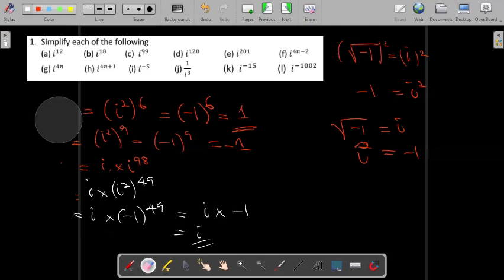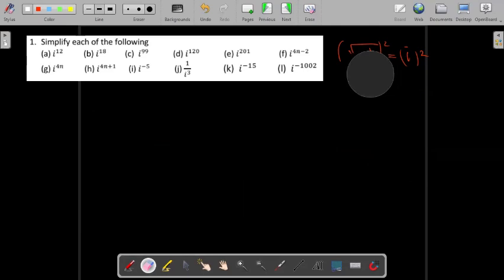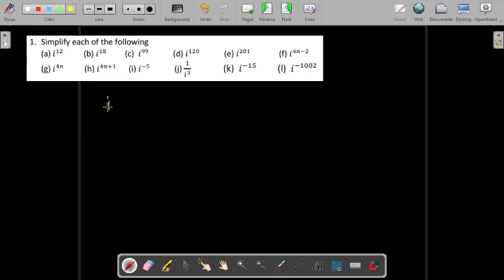Okay, so let's do the next part. Now the next part is i to the 120. Observe, this is the same as saying i squared to the power 60, because when you multiply that, you get 120. This gives you (-1) to the 60, and since this is an even value, you get positive 1 there. Then you have i to the 101.